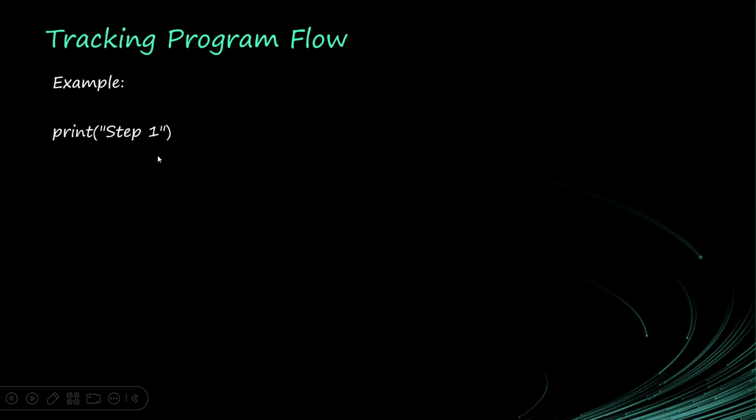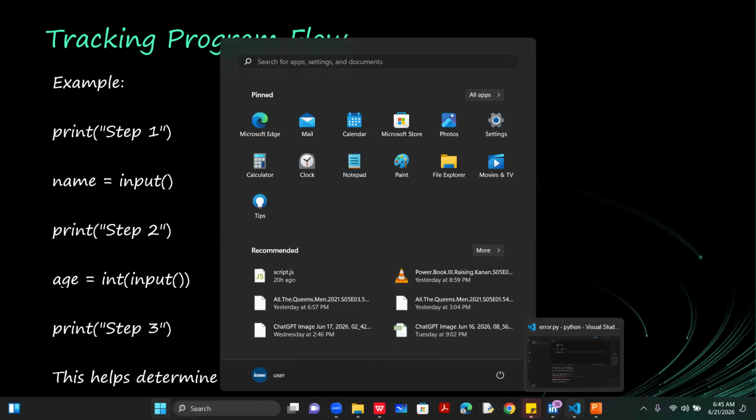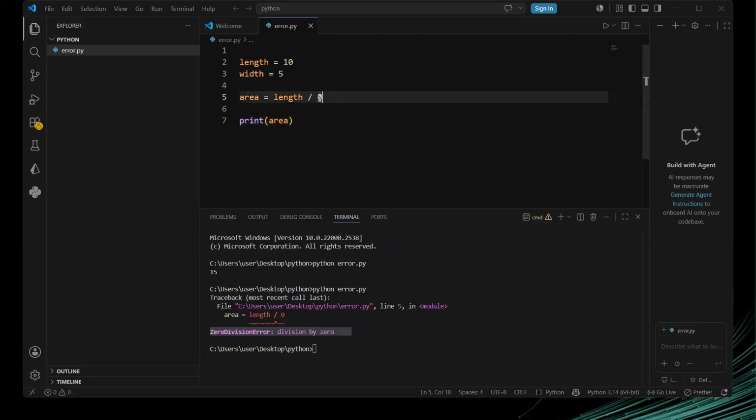Tracking program flow. You can track the program flow. Here we are saying print step 1, where this is the first step. So it's the second step. So you're using these print statements here. This helps determine where execution stops. So okay, now maybe let's try this. Remember that the execution is going to stop here.